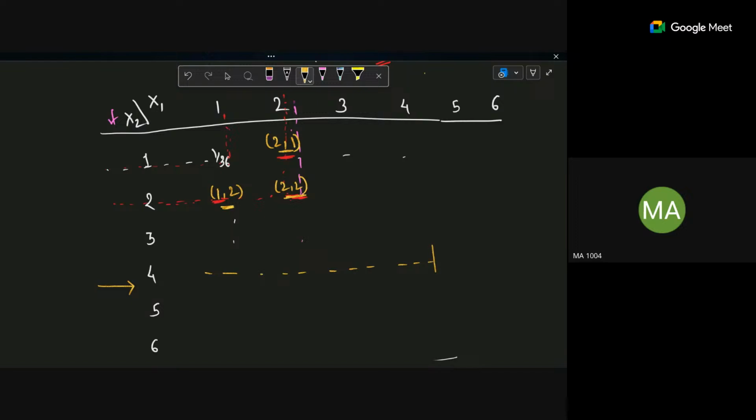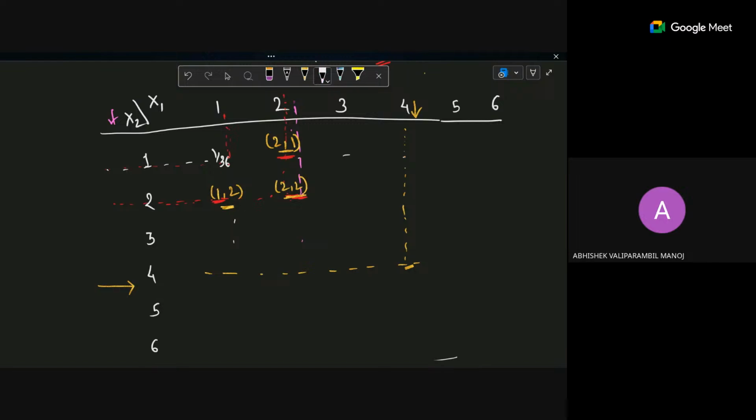Okay. Now for x2. So start with this one. So your x2 can take value 1, no problem. Can take value 2, 3, 4. Again stop here. You can't go beyond 4. So these are all the possibilities where your maximum will give you 4. Are you getting this point? Okay.